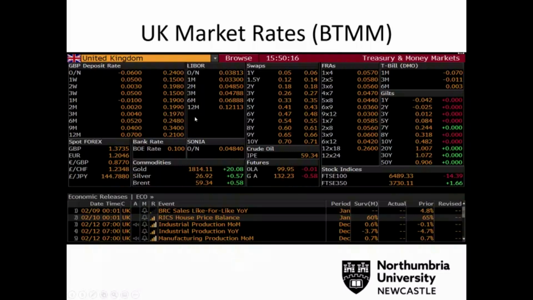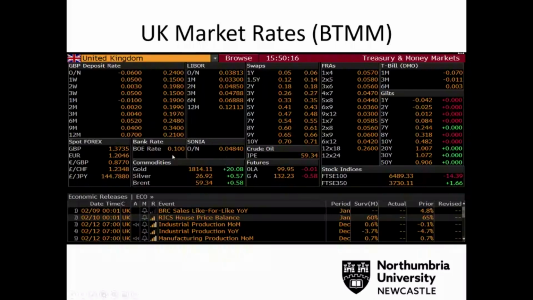So if we have a look at the right-hand side of this, we can see the Treasury bills, the T-bills, by the Debt Management Office. So this is the short-term debt by the government. But then underneath we can see the gilt, which is bonds issued by the government. So essentially what we have down on the right is the yield curve. And interestingly, at the moment, you can see that short-term debt is actually negative.